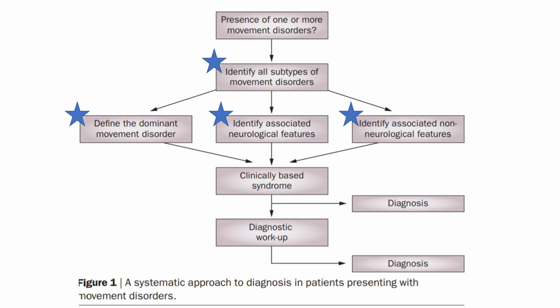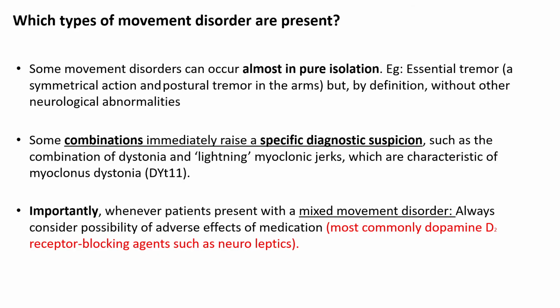So, a short note on each of these. We have already studied how to identify the subtypes of movement disorders. We know that some disorders can occur in pure isolation. For example, essential tremor is a symmetrical action and postural tremor in the arms, but by definition without other neurological abnormalities. Some combinations immediately raise a specific diagnostic suspicion, such as a combination of dystonia and lightning myoclonic jerks, characteristic of myoclonus dystonia, DYT11. Importantly, whenever patients present with a mixed movement disorder, always consider the possibility of adverse effects of medications, most commonly dopamine receptor blocking agents such as neuroleptics.